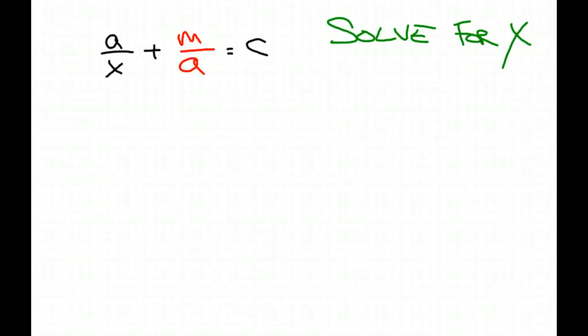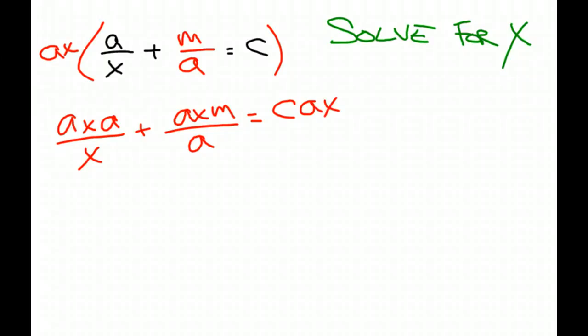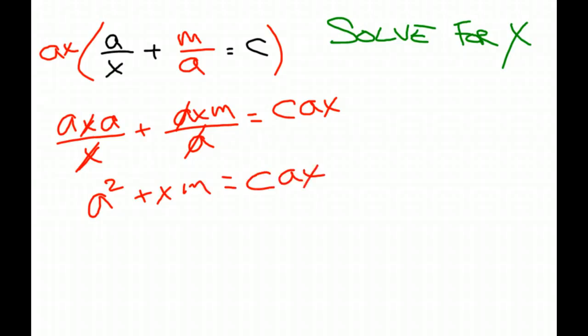So common denominator is what? AX. Okay? When you've got letters in the denominator, you find your common denominator, you just stick all the letters together, and that ends up being your common denominator. So at this point, I'm going to multiply the entire thing by AX. Okay? So I have AXA over X plus AXM over A equals CAX. Then I can cancel, and I get A squared plus XM equals CAX.